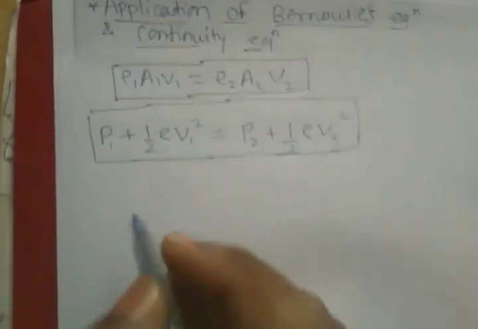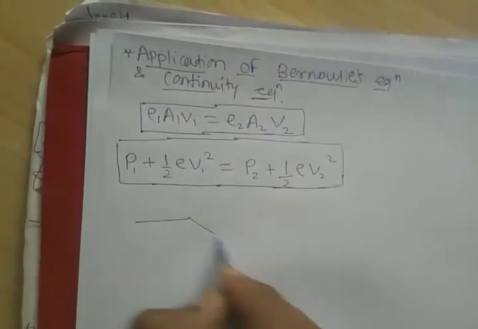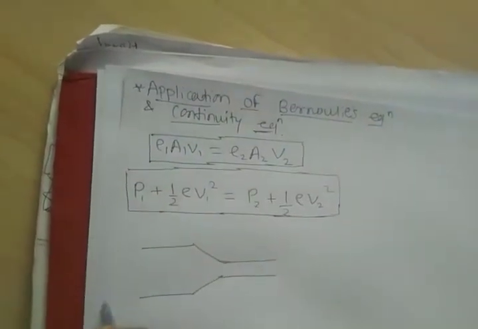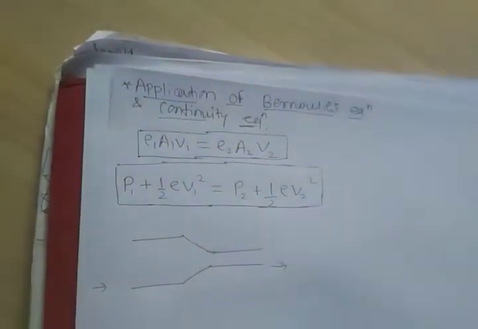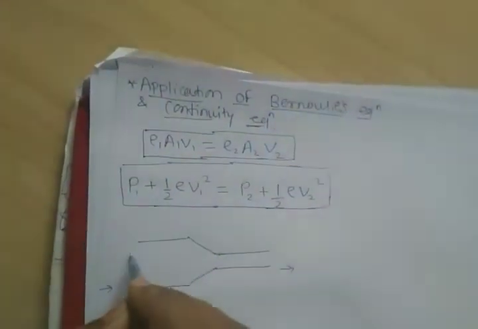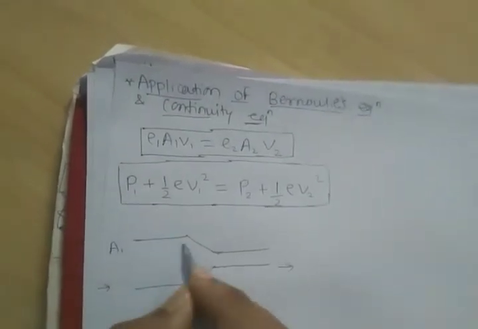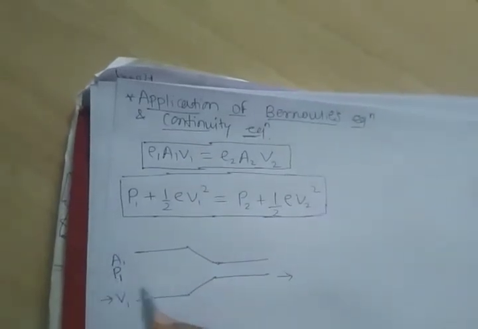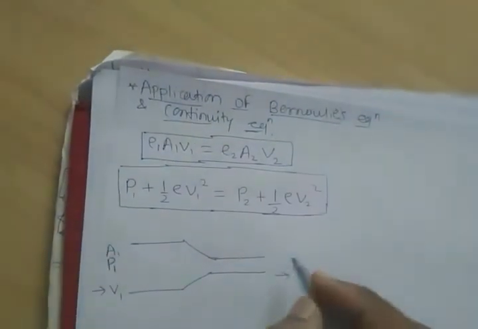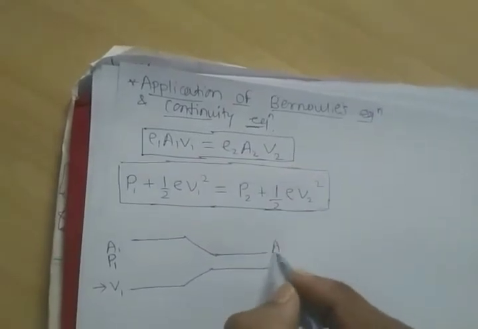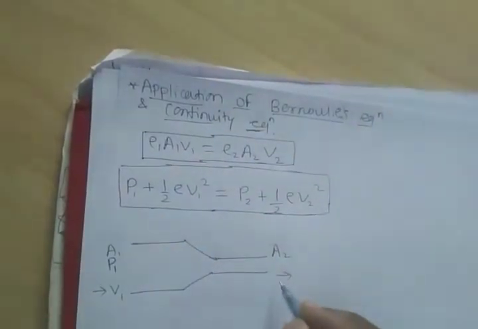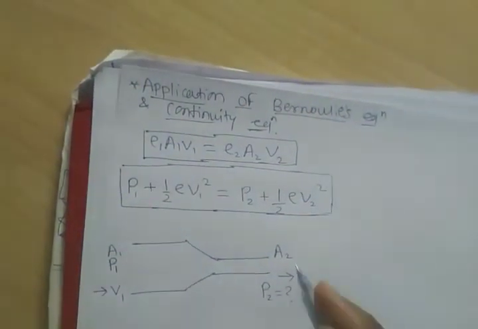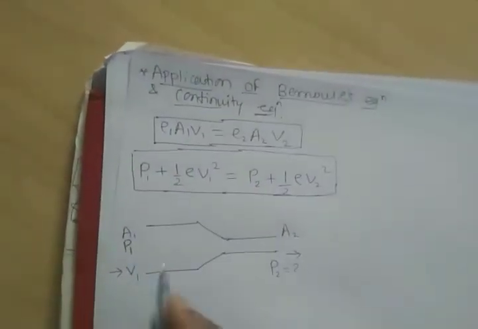So here is the problem. We have a pipe. This is the pipe. This is the exit, this is the outlet. The area of this exit is A1. The pressure here is P1, and the velocity is V1. At the outlet, we have area as A2, and we don't know the pressure and velocity. We have to find the P2 here, or the pressure here, and it is the subsonic flow.